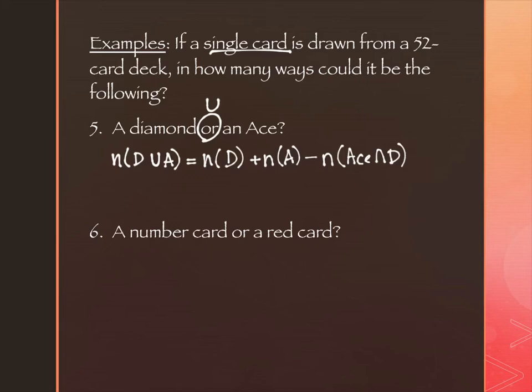We've been counting these all day. How many diamonds are there? 13. How many aces are there? 4. Now, we haven't counted this next one yet, but how many aces are diamonds, or diamonds are aces? 1. There is one card that is an ace of diamonds. So I need to remove it because I counted it when I counted the 13 and I counted it when I counted the 4. I've counted that card twice. So we add 13 plus 4 minus 1. What do we get? 16.